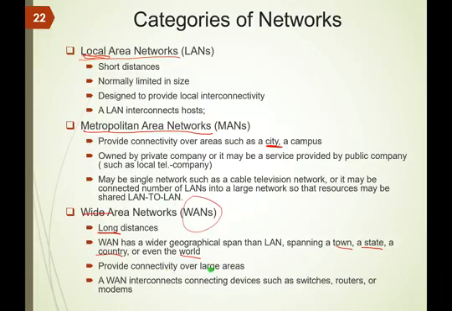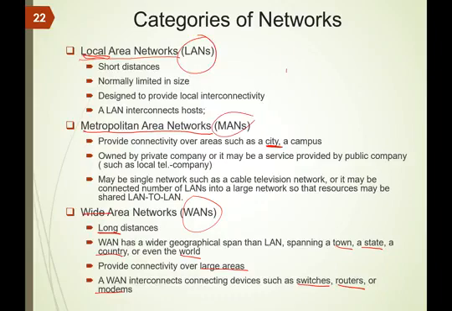It provides connectivity over large areas. A WAN interconnects using connecting devices such as, of course, switches, routers, and modems. So we have three categories of networks: local, metropolitan, and wide area networks. You have to recognize these categories. It's important. When I ask you what the type of this network is, you have to be able to classify it into these.